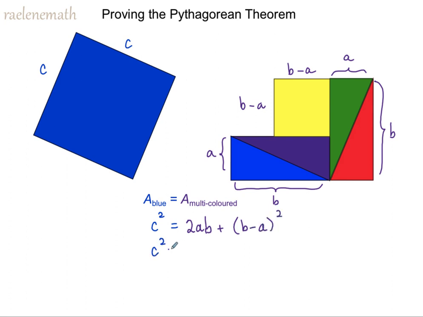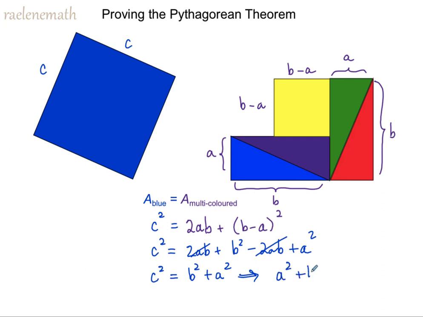Expanding this gives us c squared equals 2ab plus b squared minus 2ab plus a squared. And when we simplify this, we get c squared is equal to b squared plus a squared. We can rearrange that the way it's typically seen, that a squared plus b squared is equal to c squared. And so this is really the Pythagorean theorem relating the 3 sides of a right triangle.